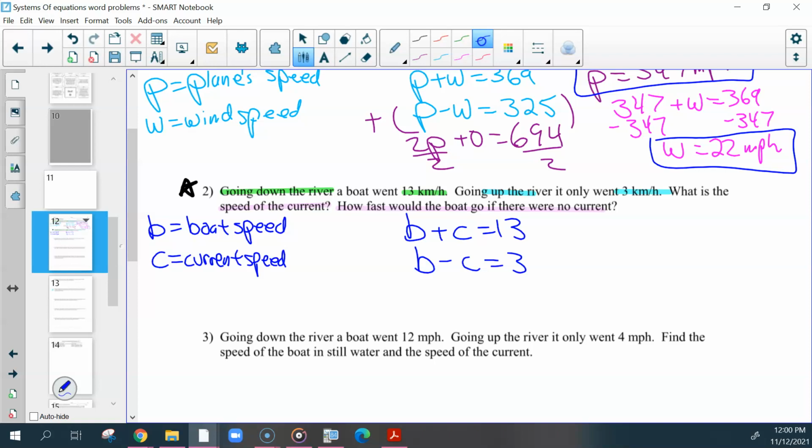Going down a river would be faster, so you're adding, the current is helping the boat along, it's pushing it along, so you add. If we're going up the river, you're going against it, so it's no longer helping, so you're subtracting that help.